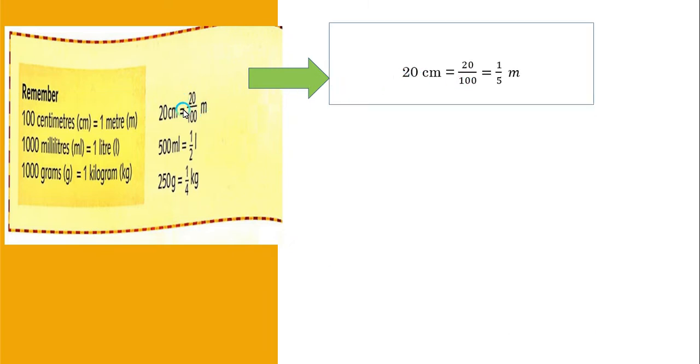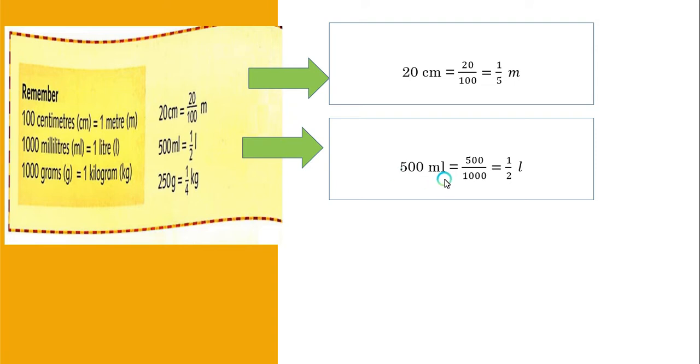So we are going to divide 20 centimeters over 100. How many 20s do we need to complete the 100? It's 5. So that is the denominator. And how many 20s are we talking about here? It's 1. That's why the answer is 1/5 meter.